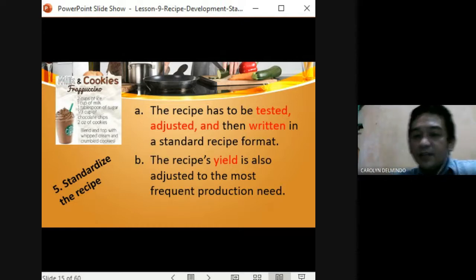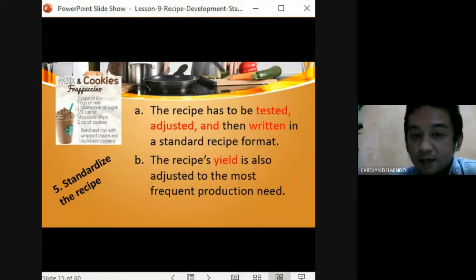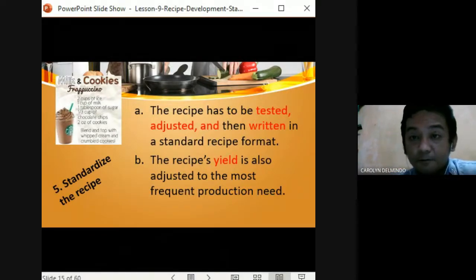So the standard recipe format is brought to each store. They train their staff to follow the specific standard recipe format.